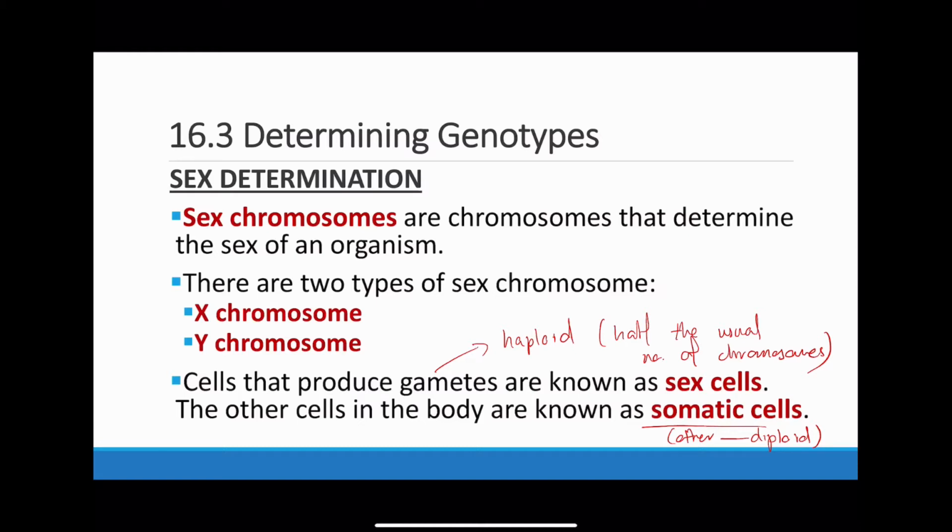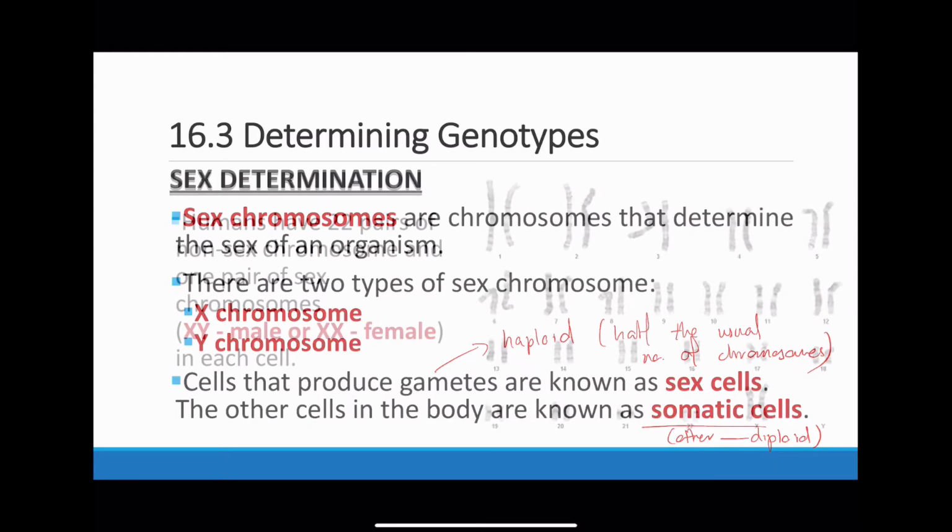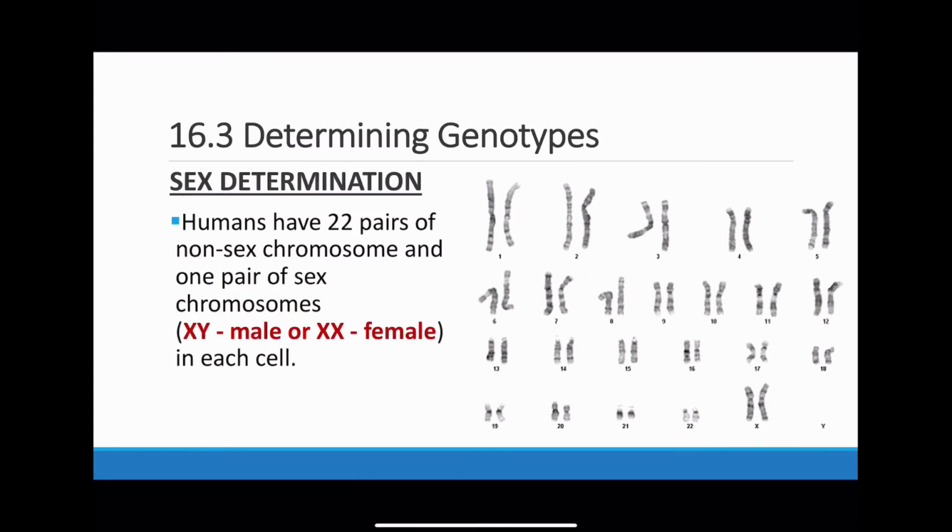So for humans, 46 chromosomes are found in all the somatic cells, but the gametes, the sex cells, are haploid, which means they only have half of this number, which is 23. Humans have 22 pairs of non-sex chromosomes and one pair of sex chromosomes. Therefore, this one pair can either be XY or XX.